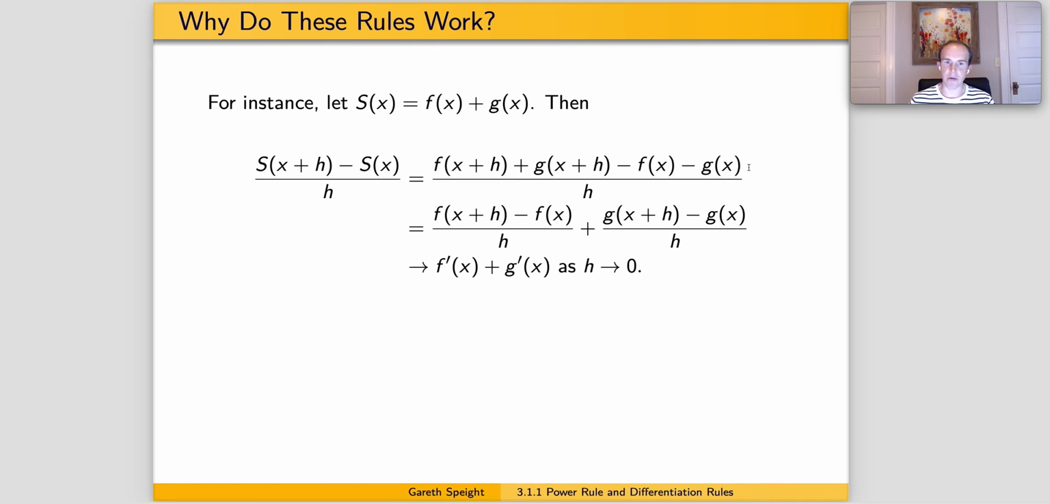And then I remember what the goal is. We want to be able to differentiate the sum in terms of the original functions. So I want to split off everything that came with f and then split off everything that belonged to g separately. And you can check these are really equal. So all we did was some algebra.